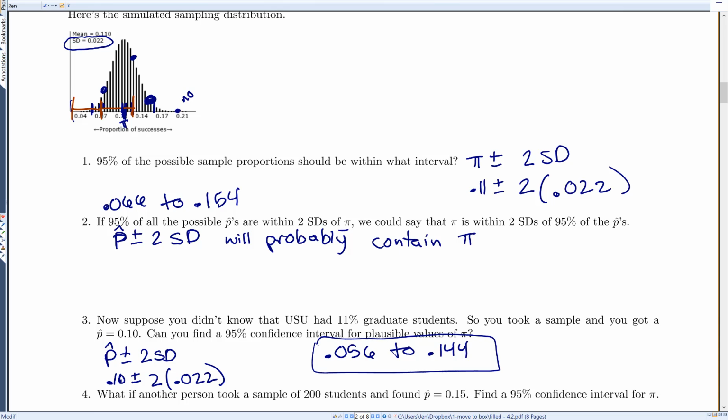So this interval is based off of my sample proportion. What I'm doing is hoping that I got a sample proportion that was kind of in the middle, so that when I go out those two standard deviations, it will actually cover pi. And in this case, does it contain our true value of pi of 0.11? Yes, it did contain 0.11.